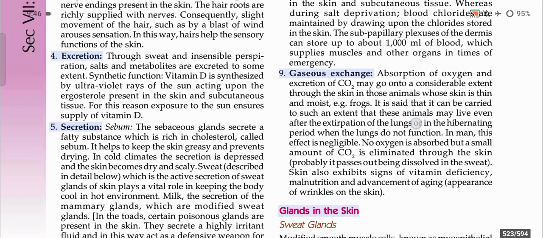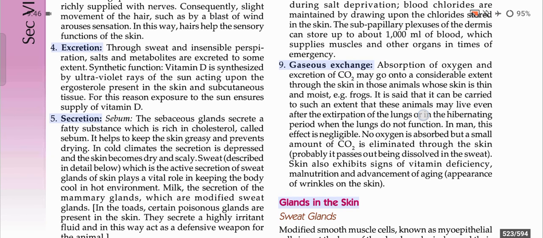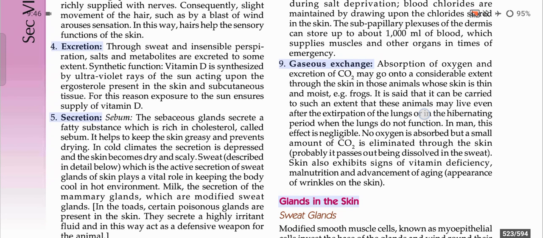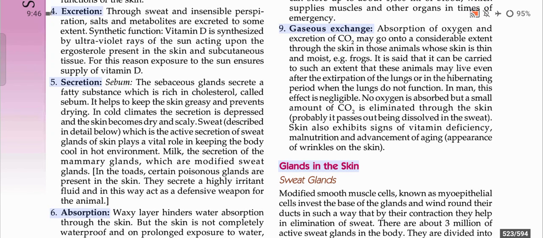Number 4 is excretion. Through sweat and insensible perspiration, salts and metabolites are excreted to some extent. Synthetic function: vitamin D is synthesized by the ultraviolet rays of the sun acting upon the ergosterol present in the skin and the subcutaneous tissue. For this reason, exposure to the sun ensures a supply of vitamin D.